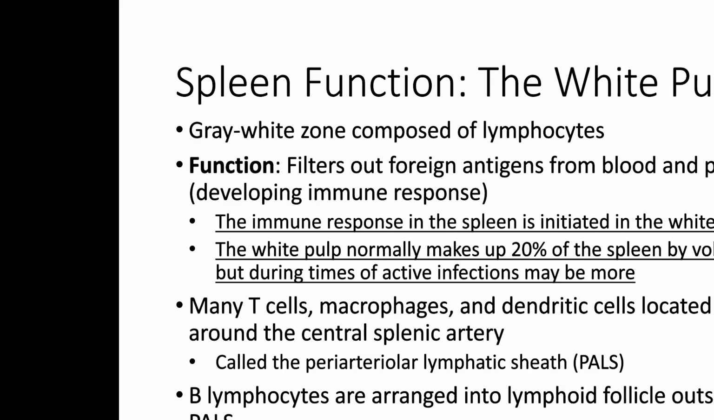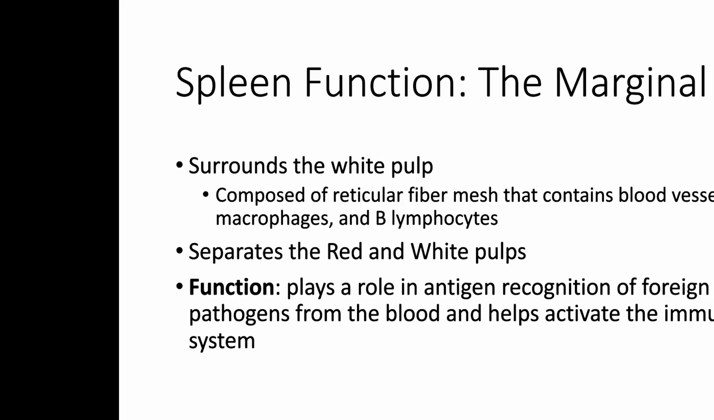B lymphocytes are arranged into lymphoid follicles outside of PALS, and activated B cells will be found in the germinal centers inside of these follicles. The marginal zone surrounds the white pulp, which is made up of this reticular fiber mesh that contains blood vessels, macrophages, and B lymphocytes, and it also helps separate out the red and white pulps. Its job is to help play a role in antigen recognition of foreign antigens and also helps activate the immune system.